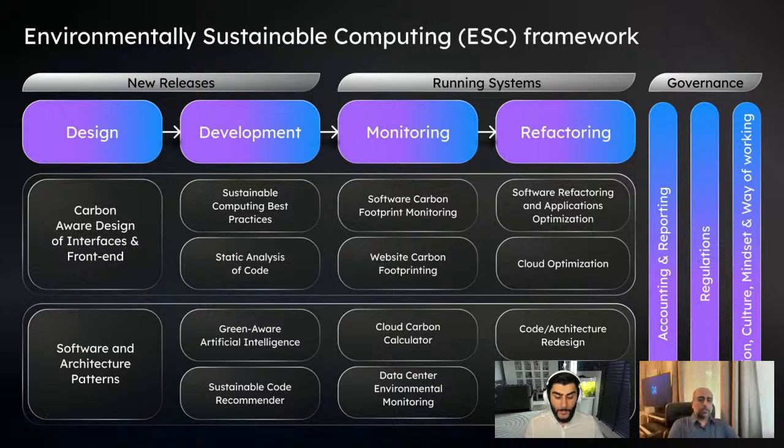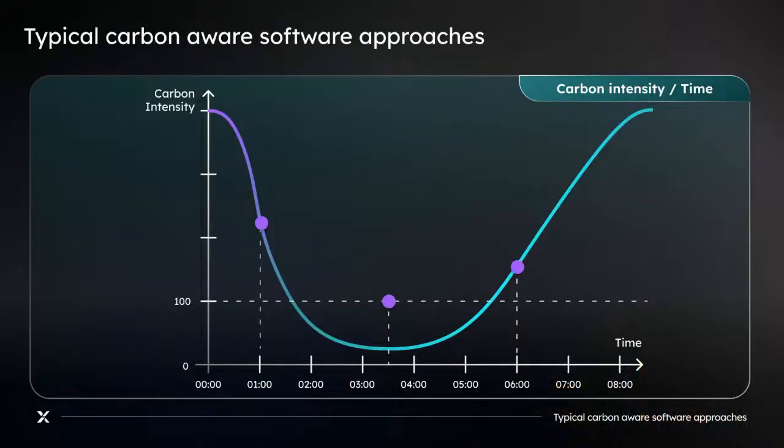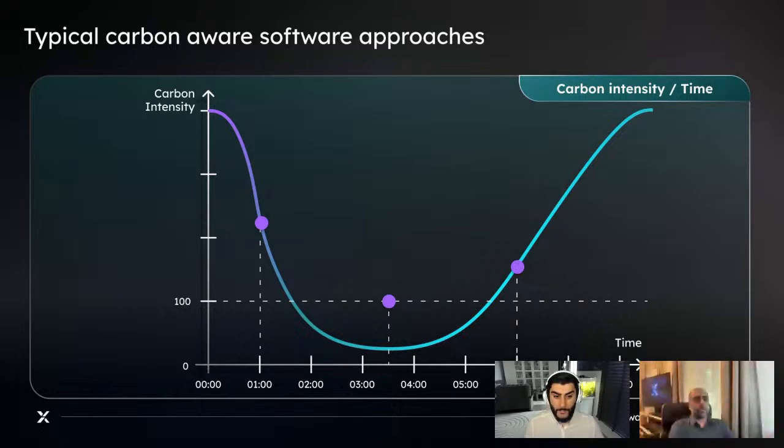So if you go to the next slide, a typical carbon aware software approach is that you do certain operations at the time that there is a lower carbon intensity, or maybe you do less computation when there is higher carbon intensity. So they're looking at the time of the day, but they are not really pretty accurate. And it also depends on where your computation environments are located, or how granular the geographical zone of your data servers is.